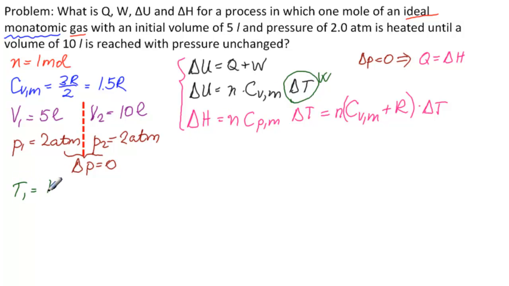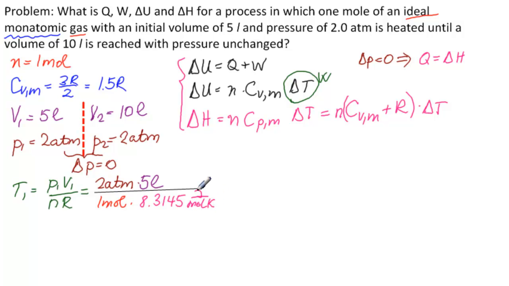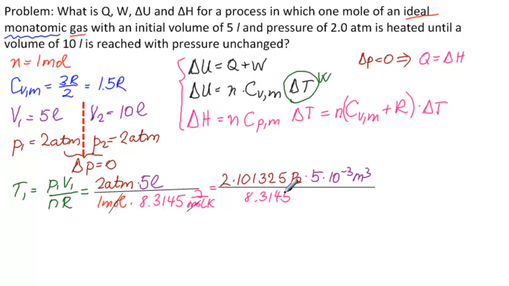T1 equals P1 V1 over nR, equal to P1 is 2 atmospheres, V1 is 5 liters, divided by 1 mole and 8.3145 joules per mole Kelvin. So in order to cancel the joules, we'll need to make this into pascals and meters cubed. So equals 2 atmospheres, to change atmospheres to pascals, we have 101.325 pascals per atmosphere, and to change liters, 10 to the minus 3 meters cubed, divided by, our moles have already canceled, and we're left with 8.3145 joules per Kelvin. The joules will cancel, and we're ready for Kelvin.